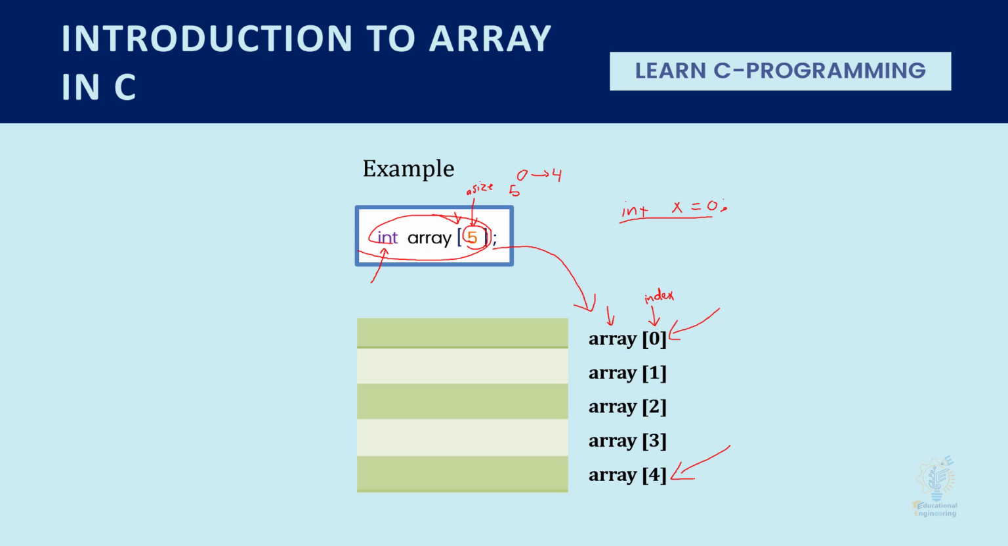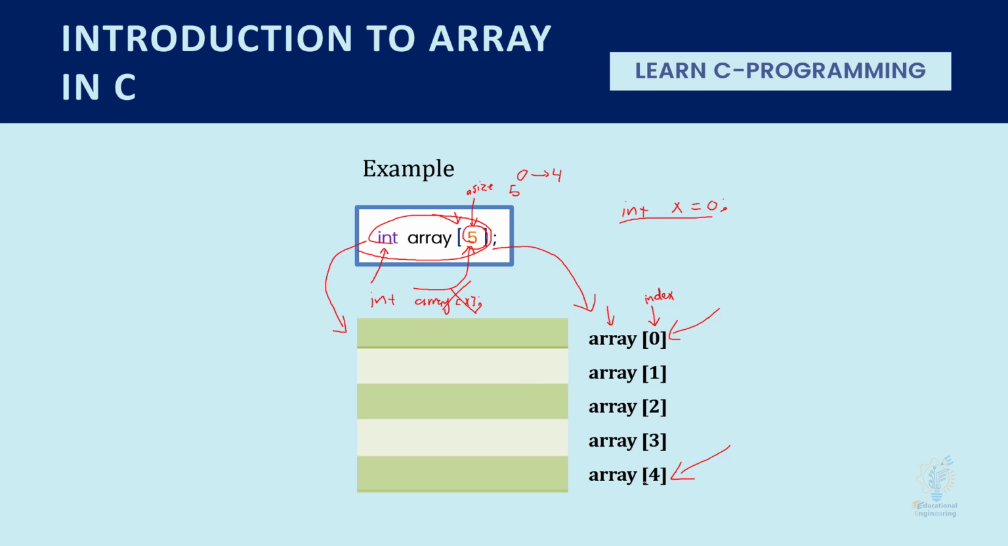Array length must be a constant value and it cannot be a variable. You cannot add a variable instead of 5 here. You cannot do this: int array, and add x between the two brackets. This is wrong. It will give you a compilation error. So the array brackets take only constants. They don't take variables.